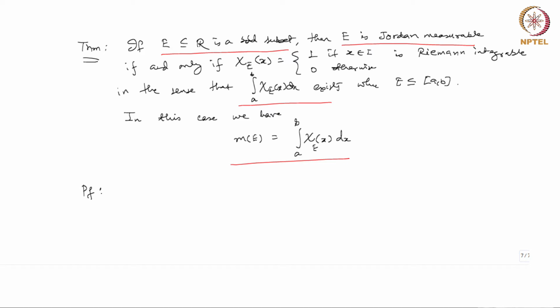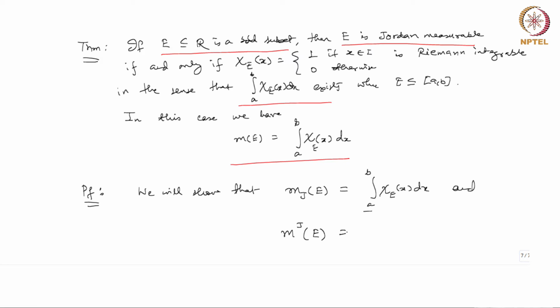So let's see a proof here, and we will in fact show that the inner Jordan measure of E is precisely equal to the lower Darboux integral of chi E, and the outer Jordan measure of E is precisely the upper Darboux integral of chi E. So I will just prove the statement for the inner Jordan measure, and the proof for the outer Jordan measure is very similar, so I will leave that as an exercise.